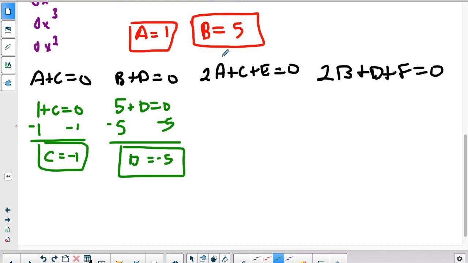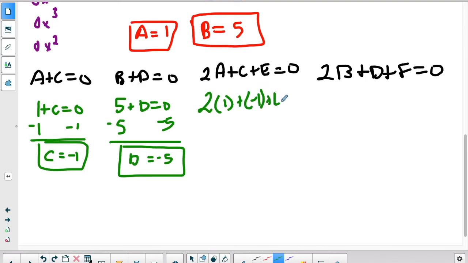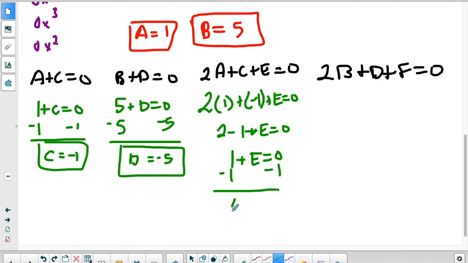Now it brings me to this next one here. I know the value of a, I know the value of c. So I can find the value of e. So that'll be 2 times 1 plus negative 1 plus e is equal to 0. So I have 2 minus 1 plus e equals 0. Well, 2 minus 1 is 1 plus e is equal to 0.